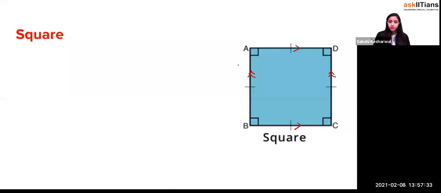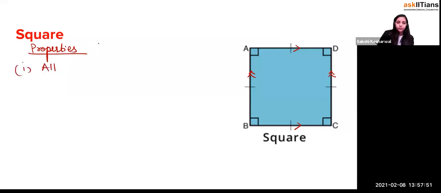Okay. So what is a square? A square is a quadrilateral in which all sides are equal, right? So what are its properties? Its properties are like this. So what is the first property? It says opposite sides. First I'll write this: opposite sides.